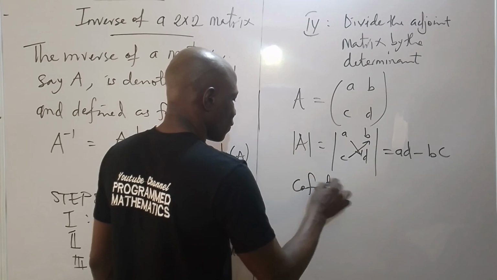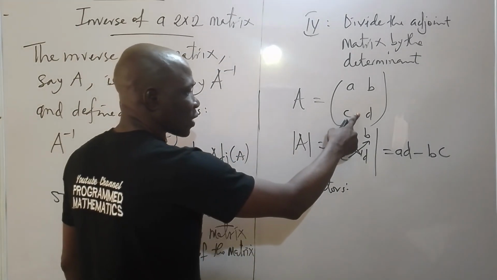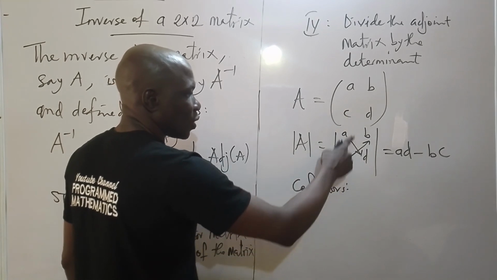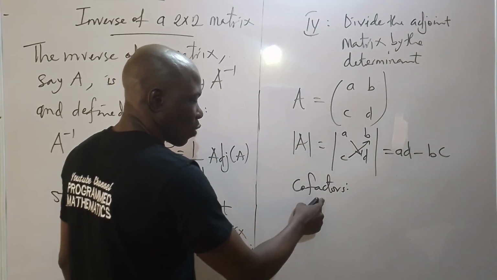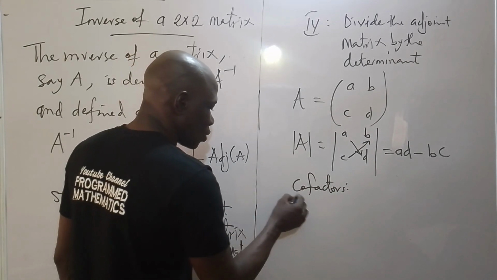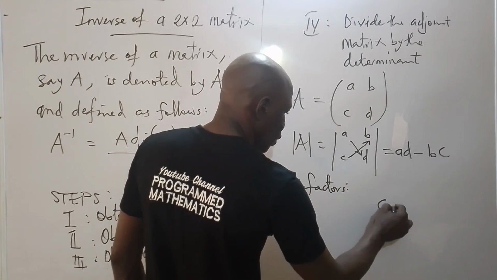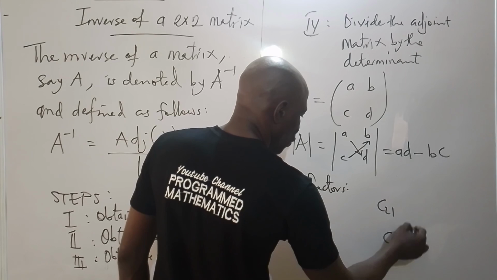The cofactor matrix. So let's get the cofactors first. Now, matrix A here is a 2 by 2 matrix, meaning we have 4 elements here. So the cofactor also is going to be a 2 by 2 matrix having 4 elements. So we need to find C11, C12, C21, and C22.